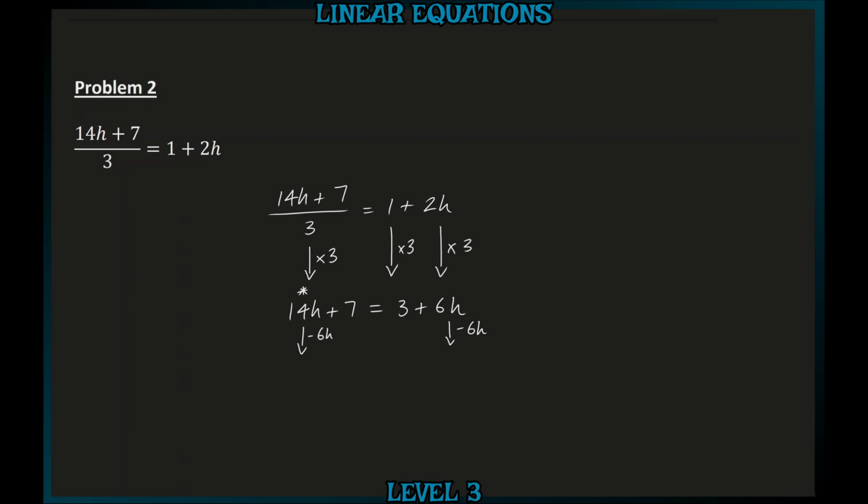Now 14h minus 6h gives us 8h. We still have a plus 7 on that side, and on the right, the 6h and the minus 6h cancel out, so we're just left with 3.